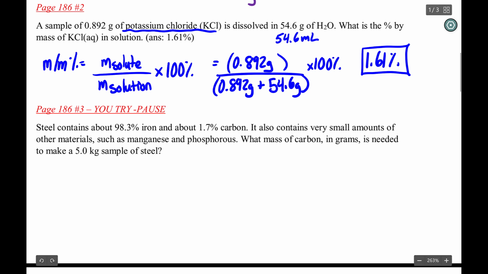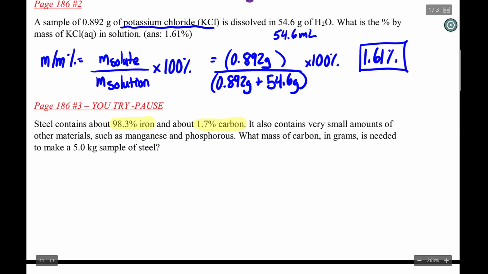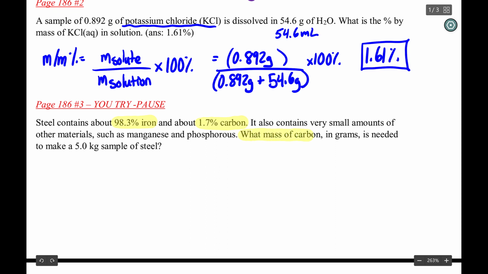So let's read the question. Steel contains about 98.3% iron and about 1.7% carbon. It also contains very small amounts of other materials such as manganese and phosphorus. What mass of carbon in grams is needed to make a 5 kilogram sample of steel?